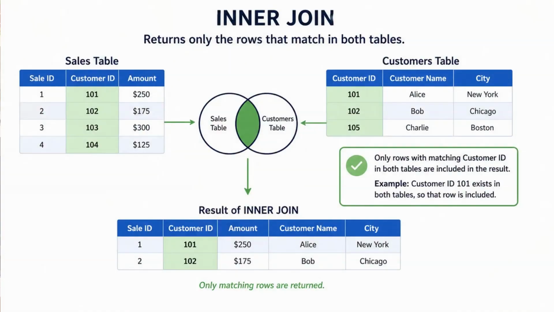The first is the inner join, and that gives you only the rows that match in both tables. So if a sale has a customer ID of 101 and there's a customer in the customers table with ID 101, that row is included. If there's no match, it's excluded. This is the one you'll use most because it's clean and precise and gives you matched data only.